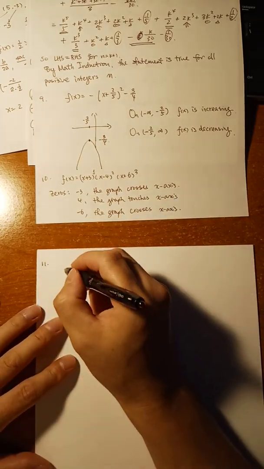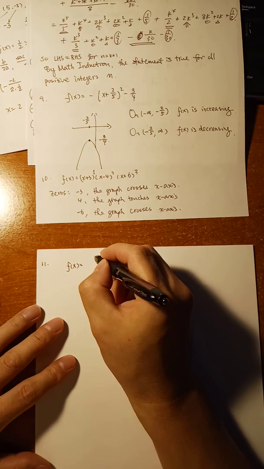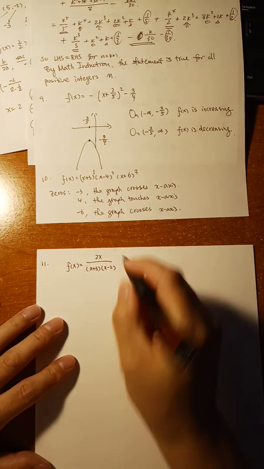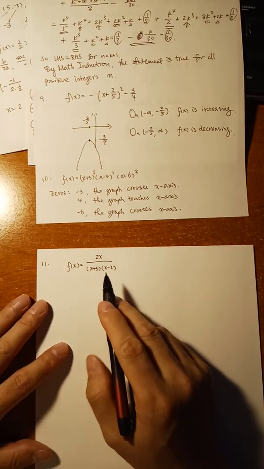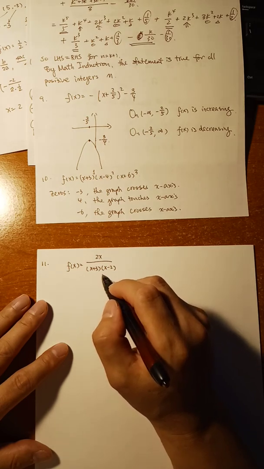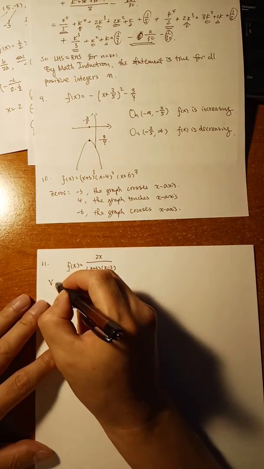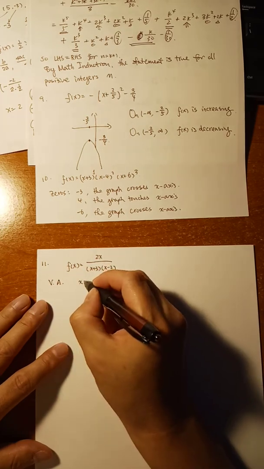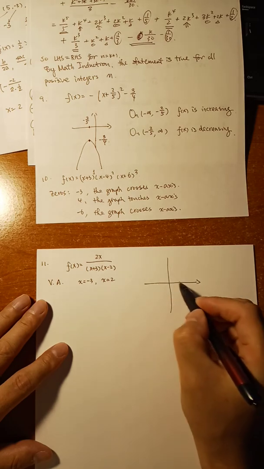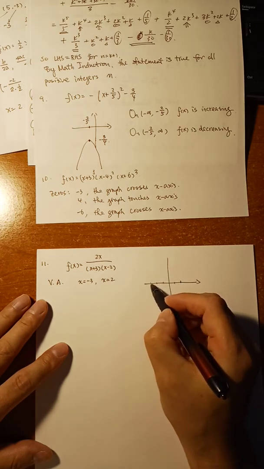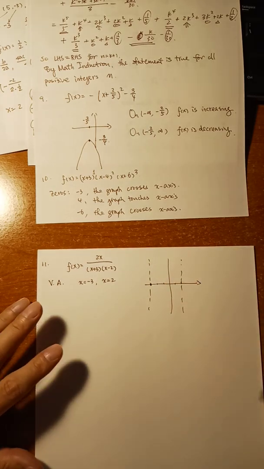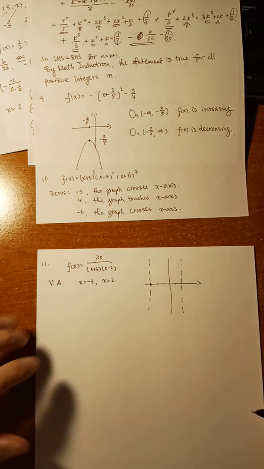Final one, we have function f(x) equal to 2x over (x plus 3)(x minus 2). The function is already factored, so you can easily see there's nothing you can cancel. So the zeros from the denominator will give you the vertical asymptotes. The vertical asymptotes are x equal to negative 3 and x equal to 2. Because you cannot cancel them, they're really part of the function.